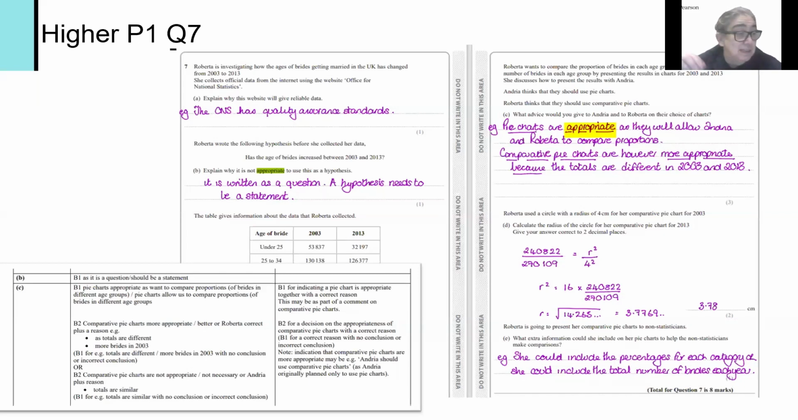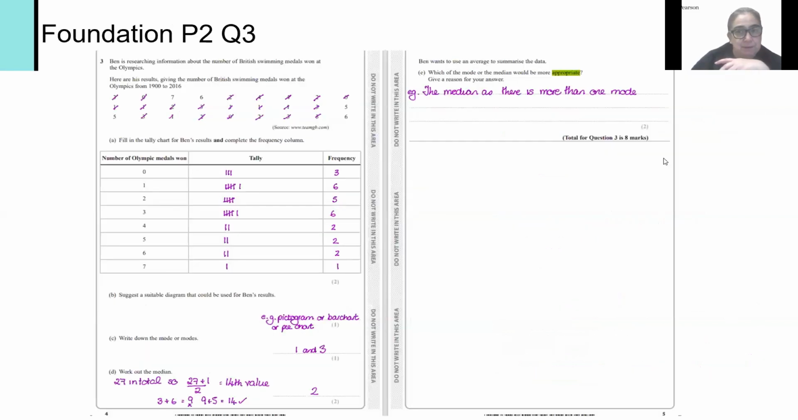It wasn't necessarily asking them to do that, but again, it might be something that they're used to doing in English or other written subjects, where they have that discussion and offer both sides of the argument and then draw their conclusion. But there's definitely a difference between higher and foundation.